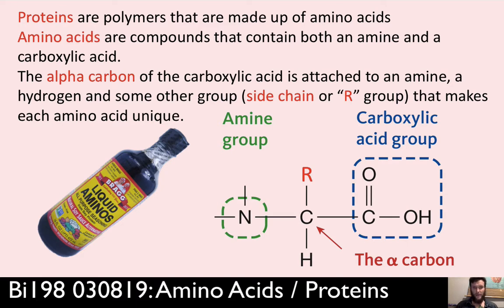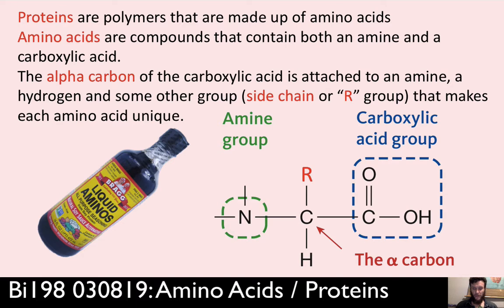So an amino acid, the name is very descriptive of the chemical functionality in that molecule. There is going to be an amine group, meaning a nitrogen-containing group on one end, and it's going to be separated by two bonds from the other end of the molecule called a carboxylic acid. And a carboxylic acid is an organic acid, meaning a carbon-based acid that is characterized by having a central carbon that's attached to two oxygens.